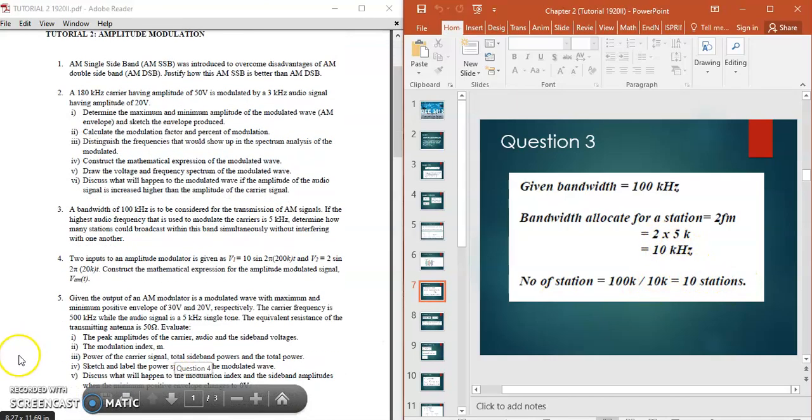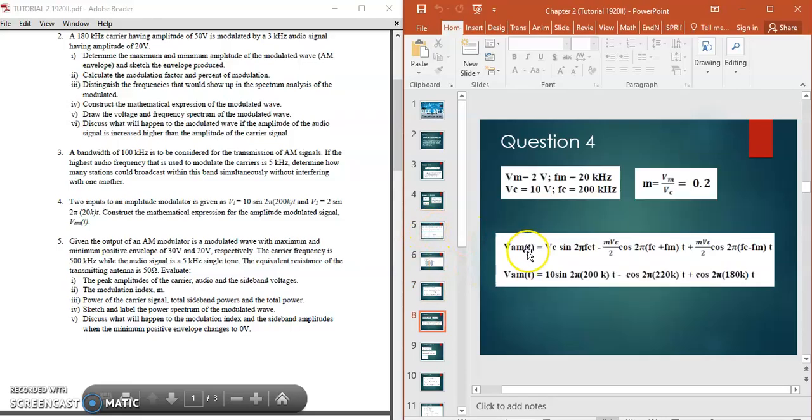Now we go to question number 4. Two input amplitude modulator given as V1 equals 10 sin 2 pi times 100k t and V2 equals 2 sin 2 pi times 100k t. Construct the mathematical expression of the modulated signal VAM(t). So this is question 4.